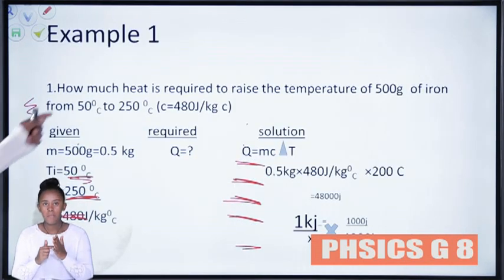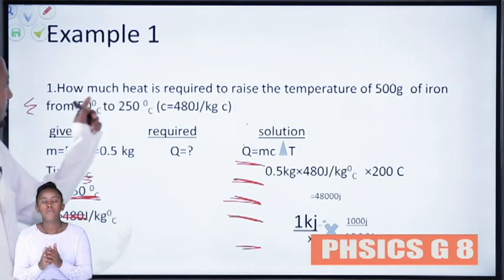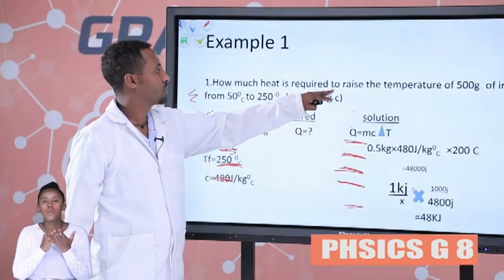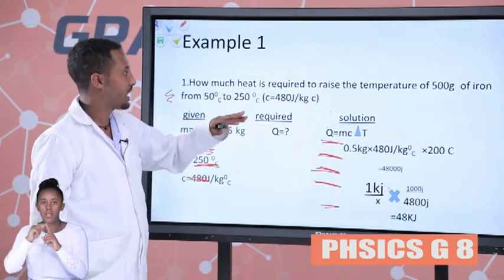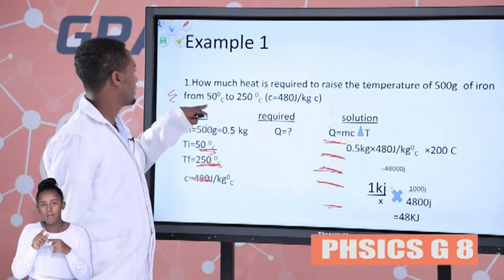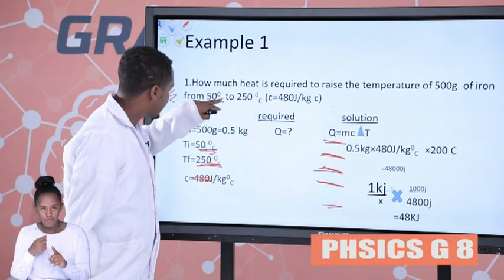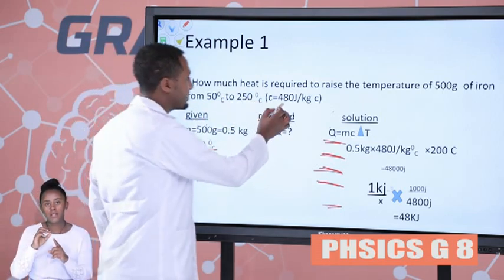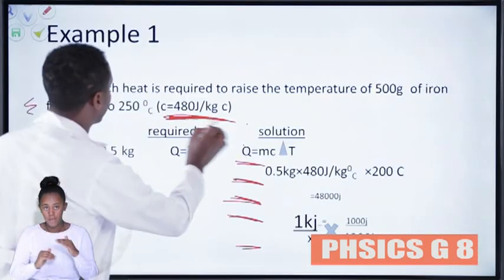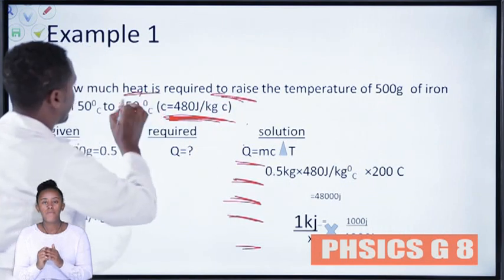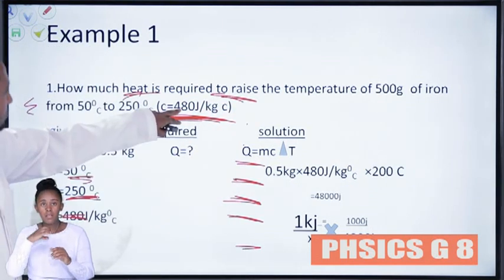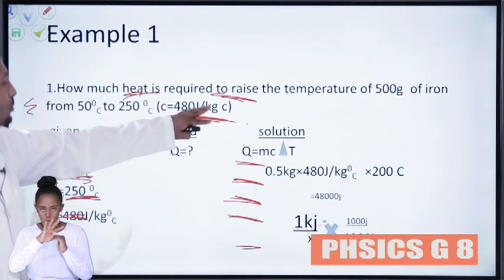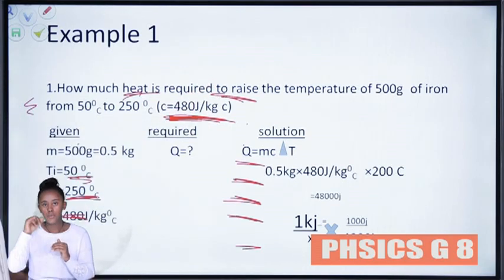Example. How much heat is required to raise the temperature of 500 grams of iron from 50 degrees Celsius to 250 degrees Celsius? Use the specific heat capacity 418 joule per kilogram degree Celsius.